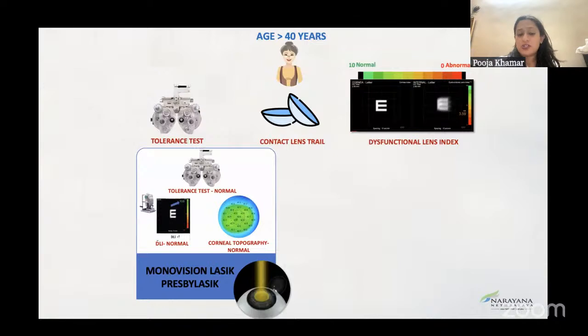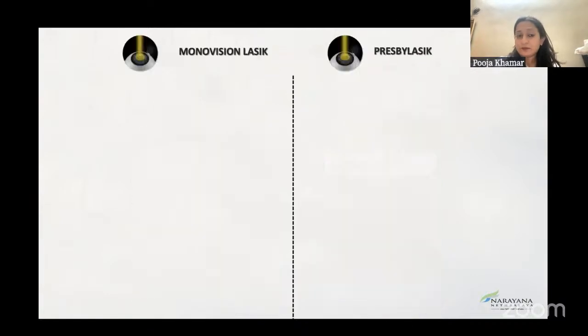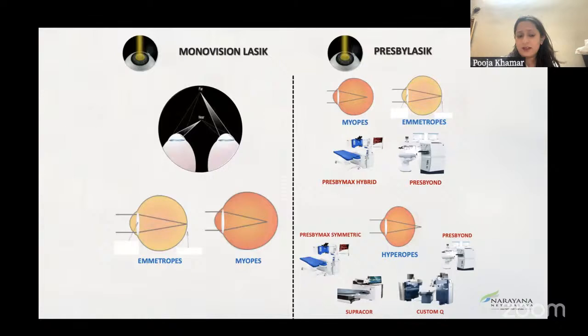Now, if your patients are above 40 years, if they have a good tolerance test, the DLI is normal and the topography is normal, you opt for a monovision LASIK or Presby LASIK. But if any of it is deranged, then you go ahead with a refractive lens exchange. And in monovision LASIK, it's simple. The near dominant eye, you undercorrect and leave some amount of myopia. And the distance dominant eye, you correct it fully.